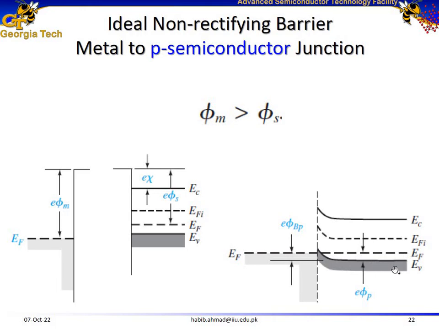So now in this case, holes easily flow upwards. So it's really easy for holes to flow from the semiconductor to the metal, and for carriers to flow from the metal to the semiconductor, there is going to be a small barrier represented by phi BP, which is just the difference between EV and EF. So a small barrier, but still it's going to be easier for the current to flow in both directions for non-rectifying barriers.